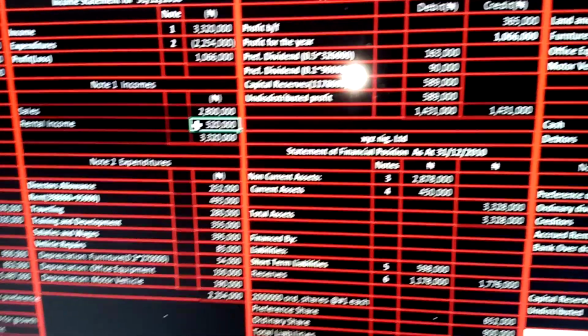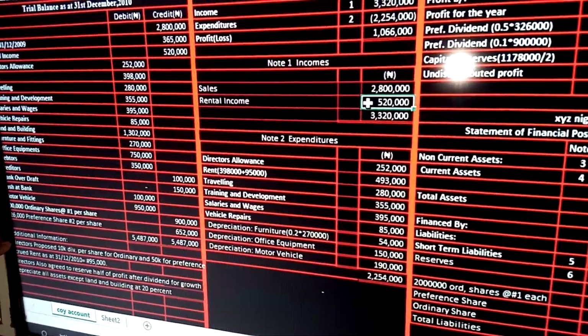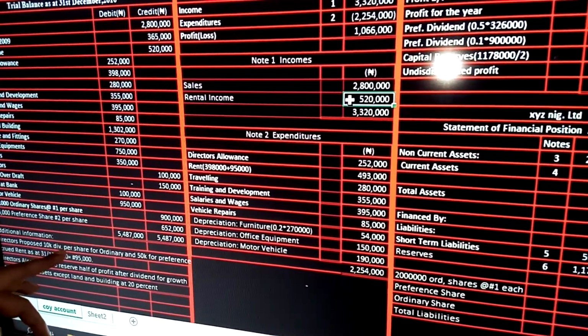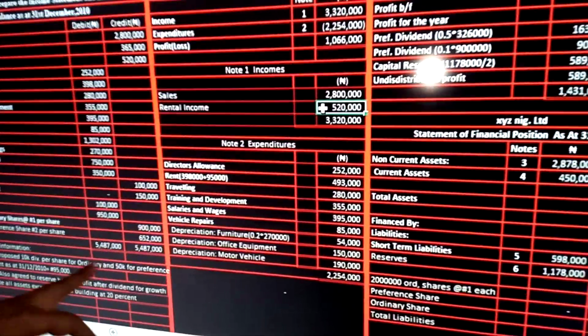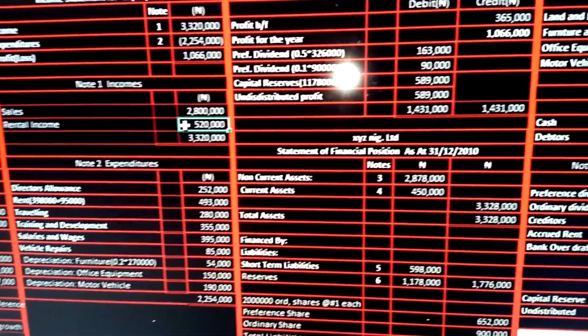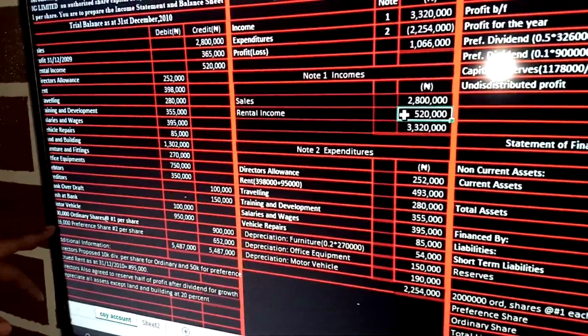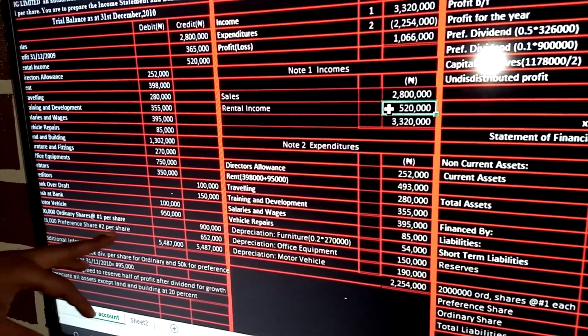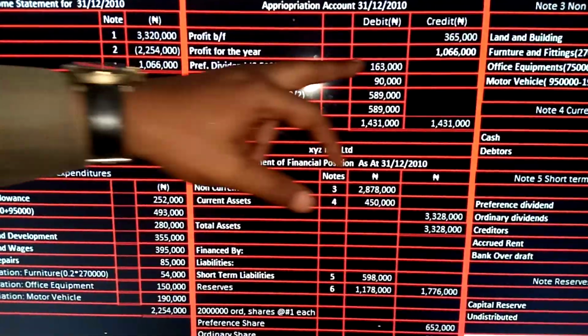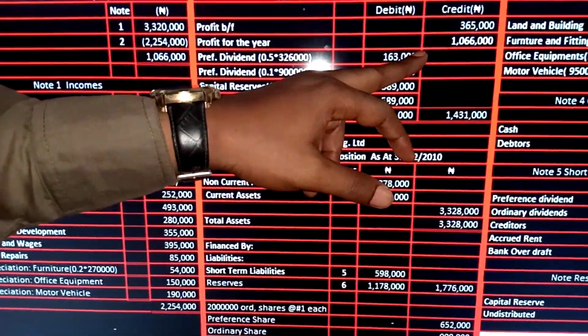Look at what they said. They said we should pay. Directors proposed 10 kobo dividend for ordinary share, 50 kobo for preference share. So preference share is 50 kobo. How many shares do you have? Look at the question. It says 326,000 shares at 2 naira per share. So one share is 50 kobo. 326,000 shares will be 163,000 naira. Okay.